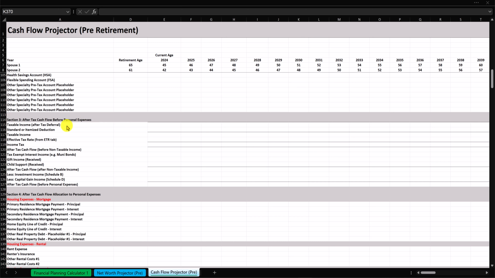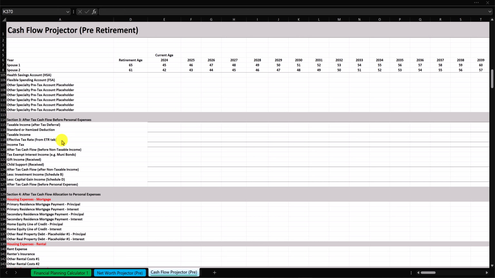So first we'll have our taxable income after the tax deferral that we did in the last section. Then we'll have our standard or itemized deduction. This first line minus this line will result in our taxable income. To that we will apply an effective tax rate, which we will build out later, and that will result in our income tax.